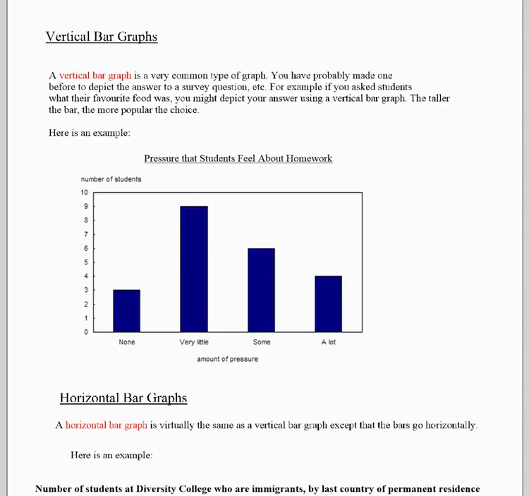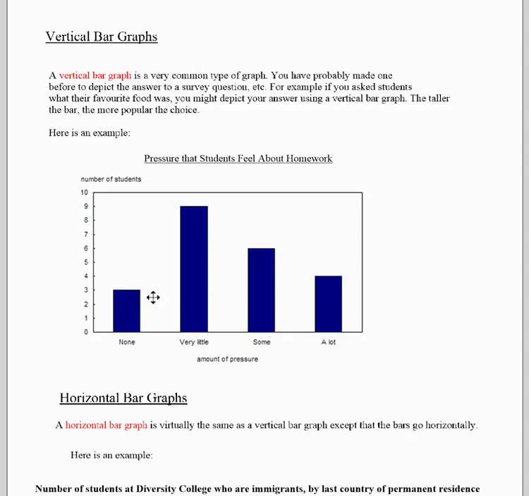So if we look at this example, it's a vertical bar graph. So the bars go vertically. So our scale would be on this vertical axis or the y-axis, and our categories are along the horizontal axis or the x-axis. Notice a few different things. They've got a title, and we have labels on each axis. So this axis represents the number of students. This one represents the amount of pressure they feel. And then each of our categories has a label as well.